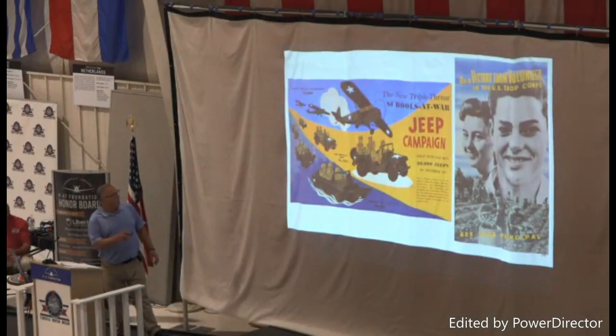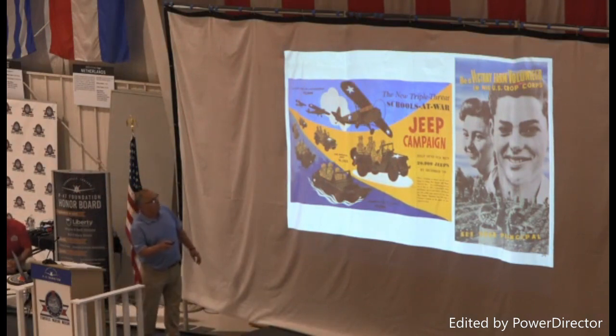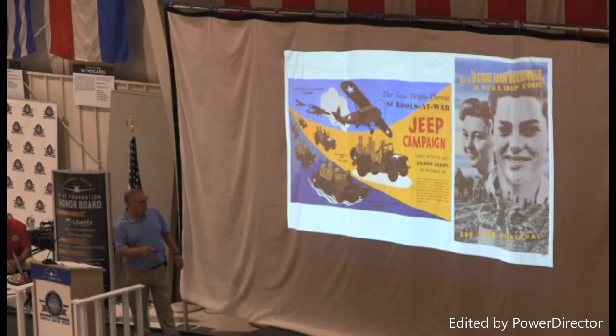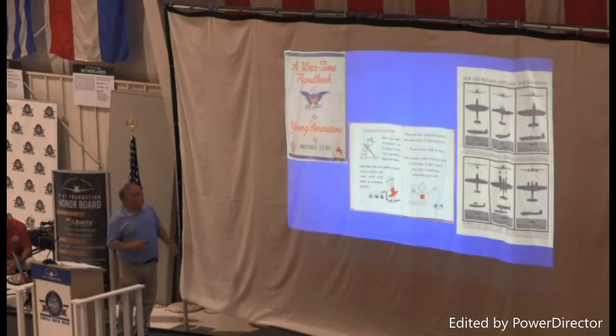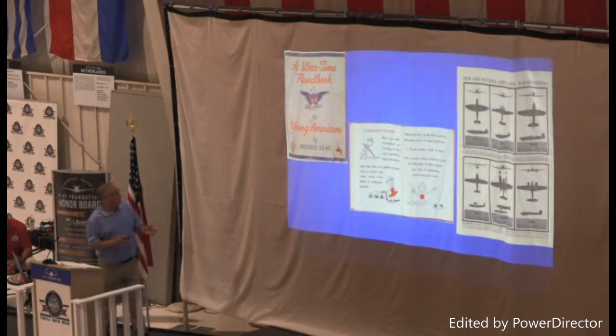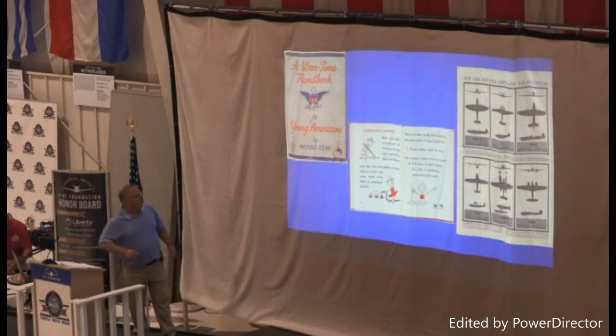This is from the same campaign. And then there was a program called Victory Farm Volunteer. And it says, see your school principal about being a farm worker. So encouraging school kids to help on the farms. So these programs were geared toward children. This book was called A Wartime Handbook for Young Americans. And it promoted supporting the war effort. Here, raising a victory garden. It also talked about buying war stamps and war bonds and all the things about being a patriot.